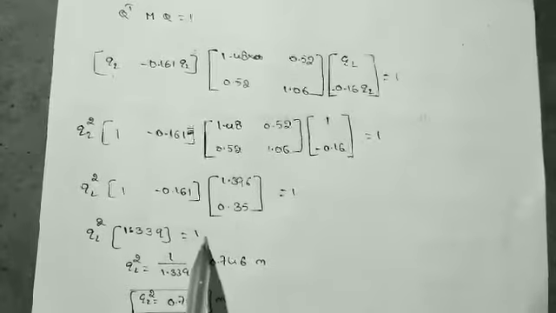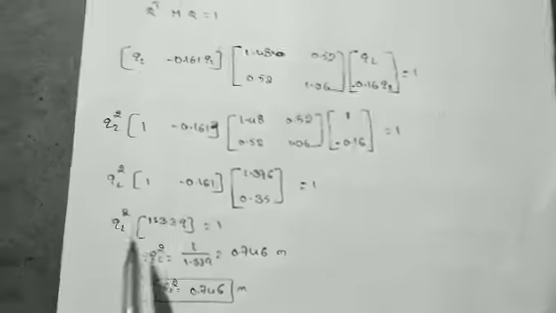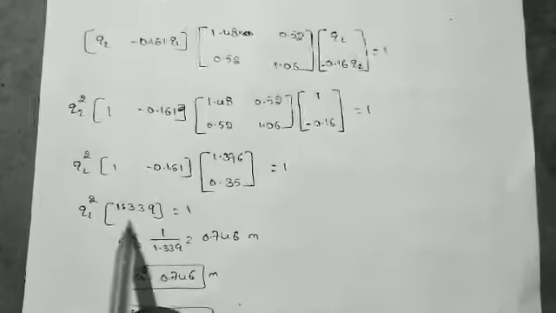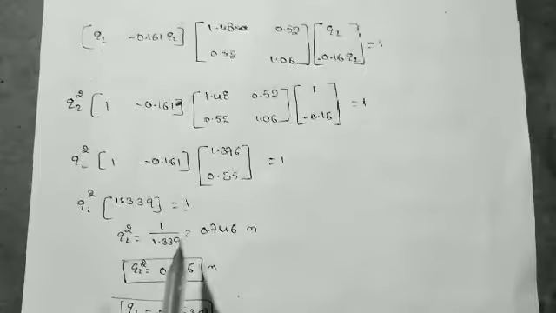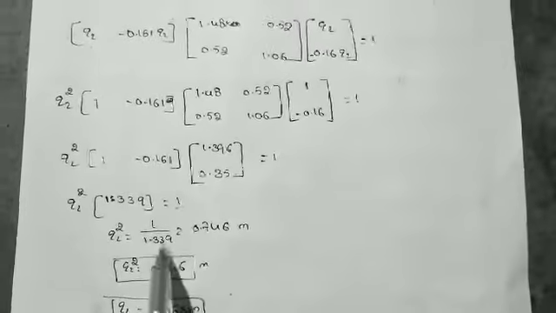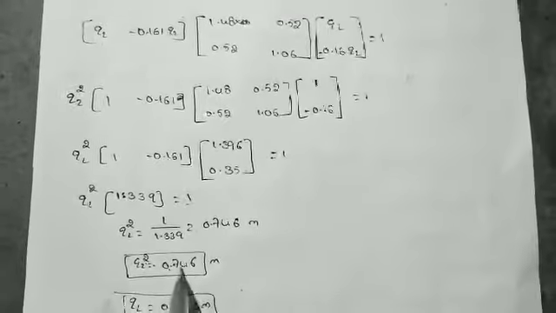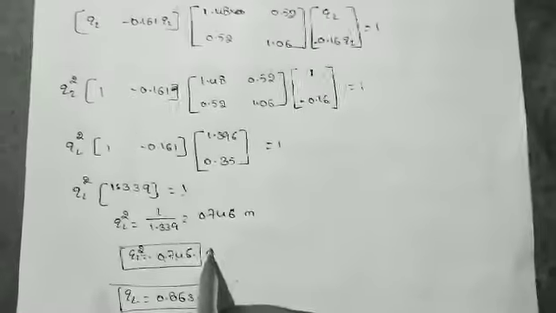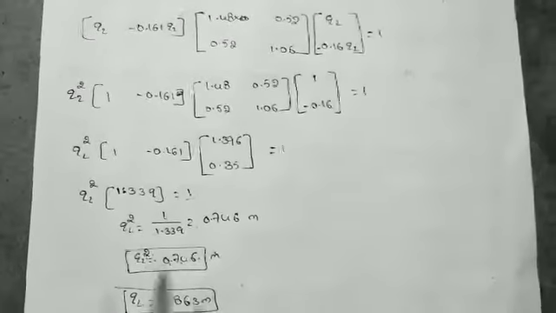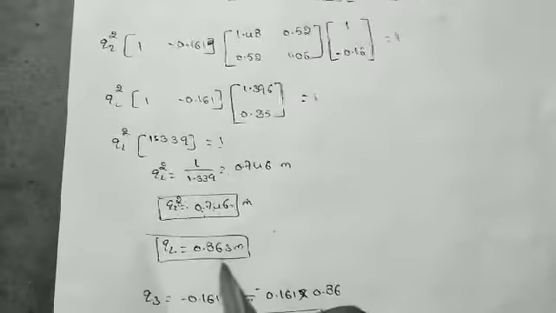This is q2 square of 1.339 equal to 1. To find the q2 square value, 1 is divided by 1.339. 1 by 1.339 means 0.749. The q2 square value is 0.749. To find the q2 value, the square is transferred to the right-hand side, and it becomes power 1 by 2, or root. The root of 0.749 means 0.863.